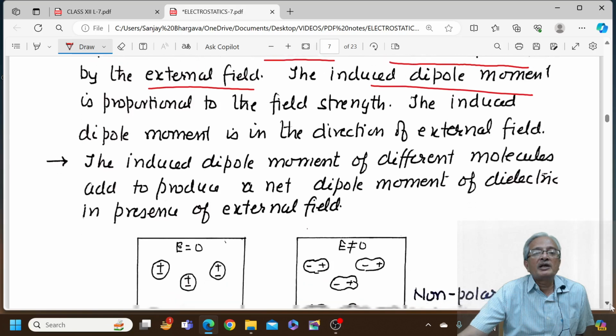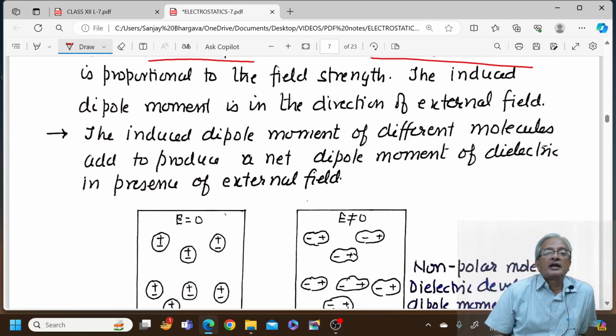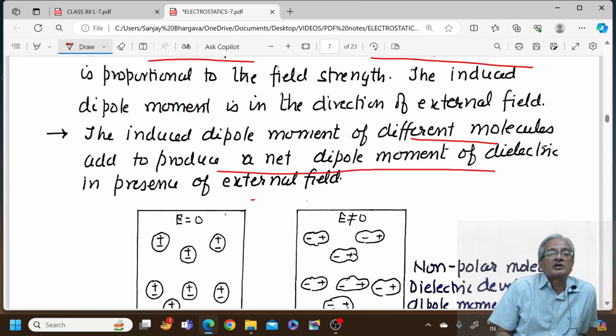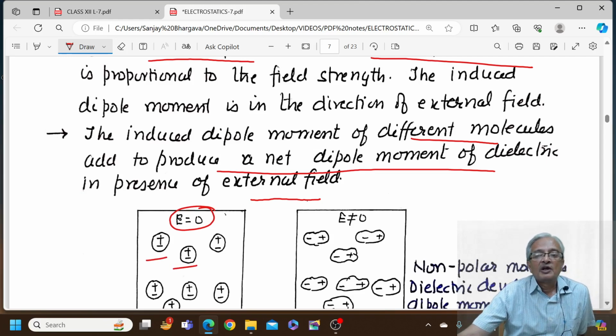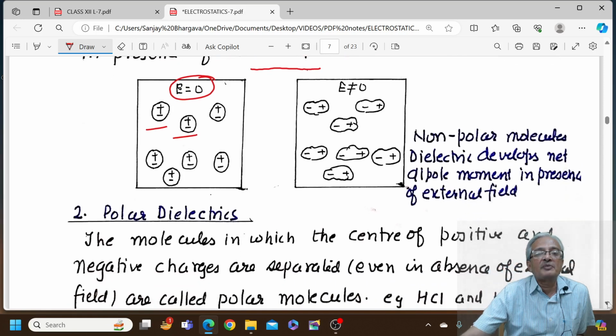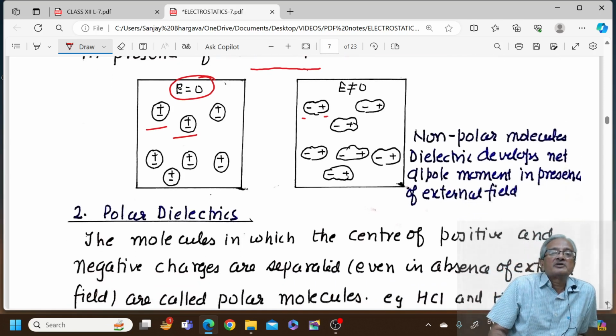The induced dipole moment is in the direction of external electric field. The induced dipole moments for different molecules add to produce a net dipole moment in the direction of electric field. So in absence of electric field, the centers of positive and negative charges coincide with each other. No dipole formation takes place. While in presence of external electric field, what is happening? The centers of negative and positive charges have been slightly displaced, producing induced dipoles. In presence of field, the induced dipoles try to align in the direction of external field to produce a small dipole moment.